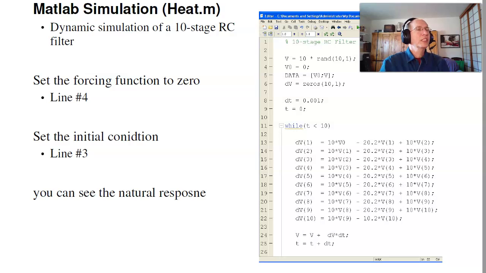And you can see that in MATLAB. For example, under heat, this is a dynamic simulation of that RC system. If I make the initial condition V on line 3, make the forcing function 0, change the initial condition, I can sit there and watch the natural response. So let's do that here in MATLAB.